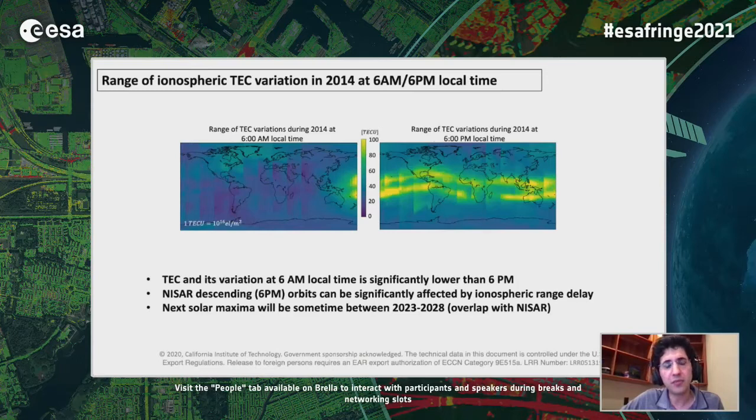At 6 a.m., usually the ionosphere is lower and the variation is lower. So perhaps we will most likely be fine, depending on what the definition of fine is. But at 6 p.m., the TEC variation is going to be large and the TEC itself is large. So we won't be fine just by doing nothing.